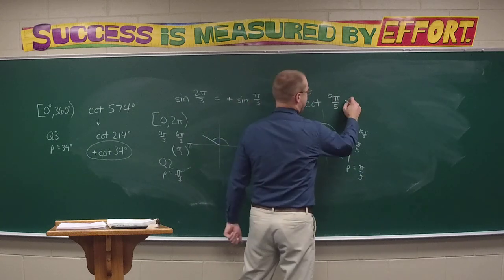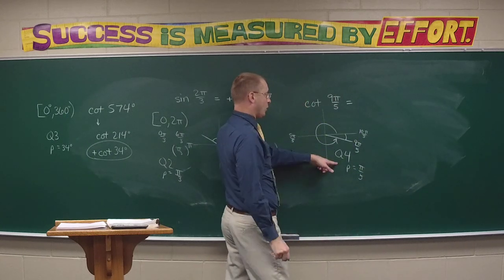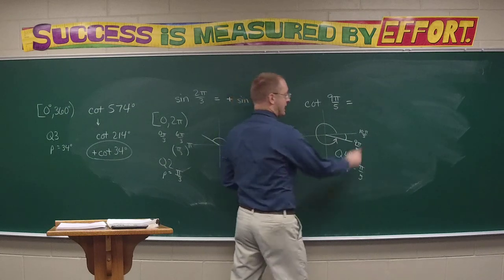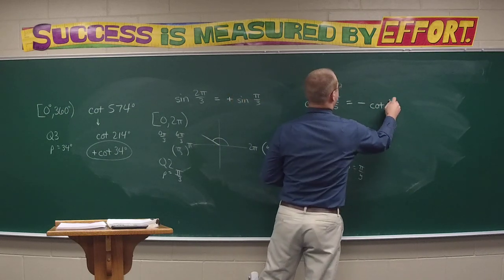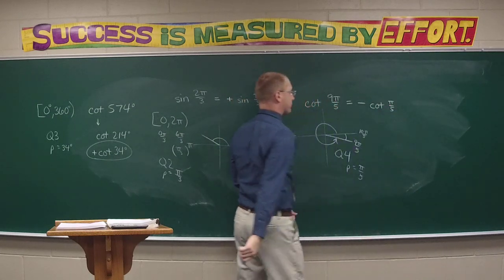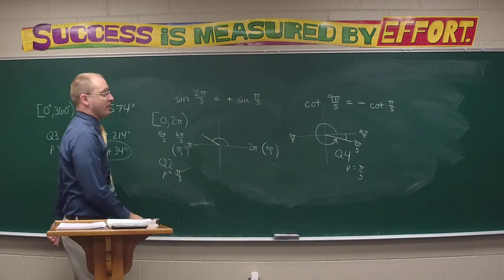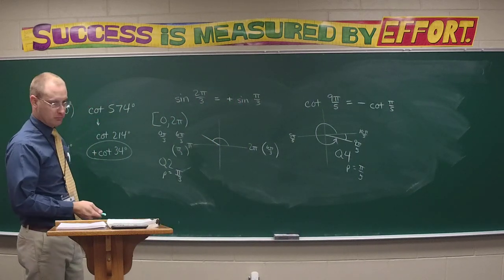Question for you. ASTC, quadrant 4, cotangent. Negative. We're going to keep the cotangent. We're going to keep the reference angle. We've rewritten it in terms of the reference angle.